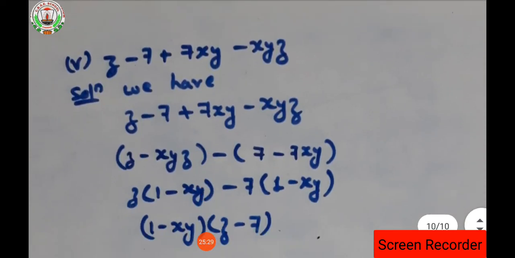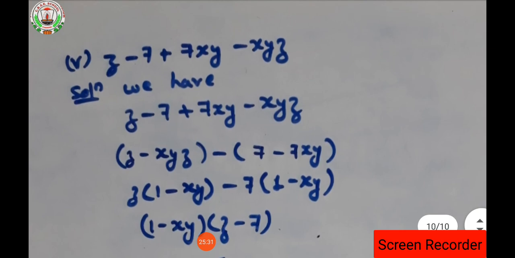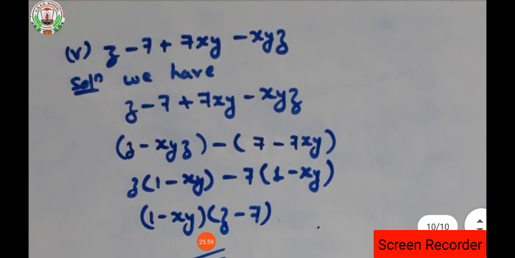Fifth part of the question is again a simple one, that is z minus 7 plus 7xy minus xyz. So making the pair of z minus xyz and making the pair of 7 minus 7xy. So from here in the first two terms z can be taken as common, and in the second pair 7 can be taken common. So what is the number left out? That is 1 minus xy into z minus 7. Clear?